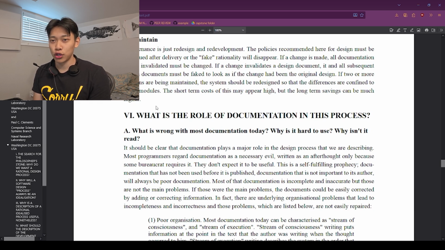If two or more versions are being maintained, the system should be redesigned so that the differences are confined to small modules. The short-term cost of this may appear high, but the long-term savings can be much higher.